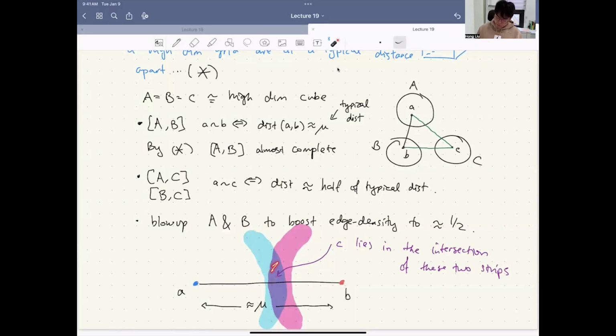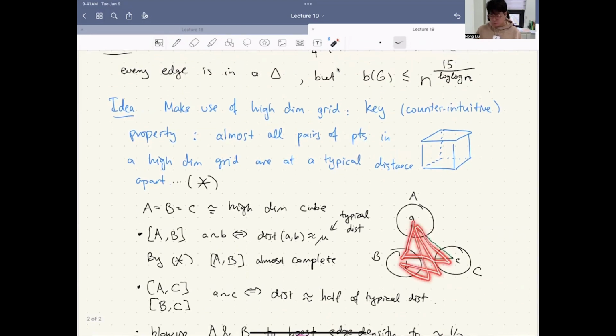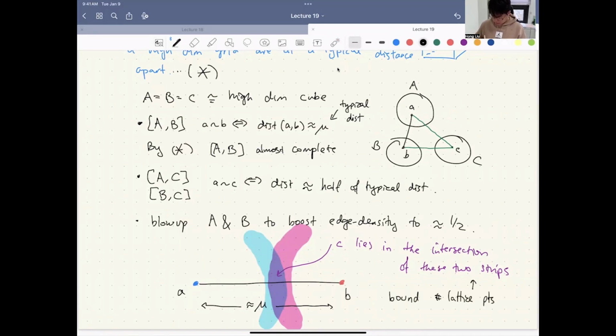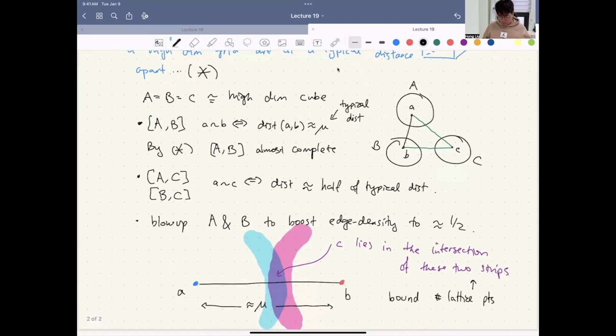But we also have to prove that this strip intersection is not too big so that AB does not lie in too many triangles. So our task is then to lower and upper bound the integer points inside this. Bound the number of lattice points inside here. That's the idea. Any question? Okay, let's see some details.